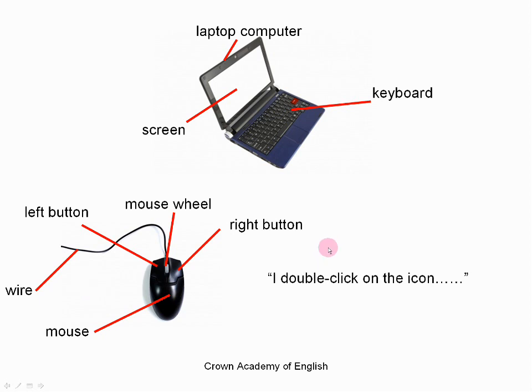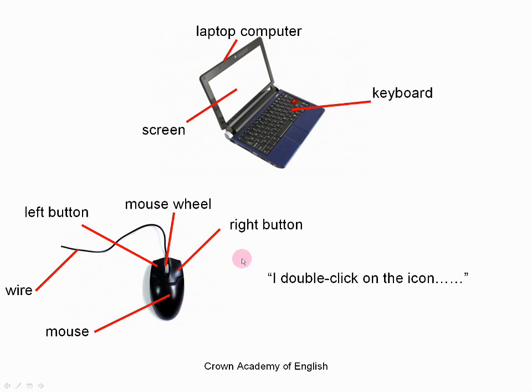And a sentence, something we can say with the mouse, we would say, I double click on the icon. So for example, if we wanted to run Microsoft Word, we would say, I am double clicking on the Word icon.